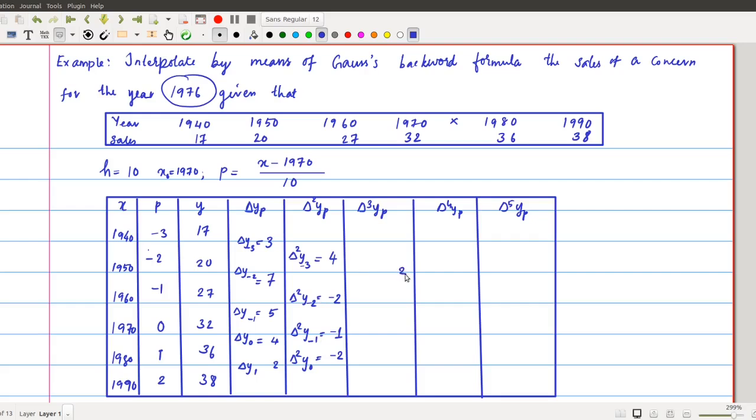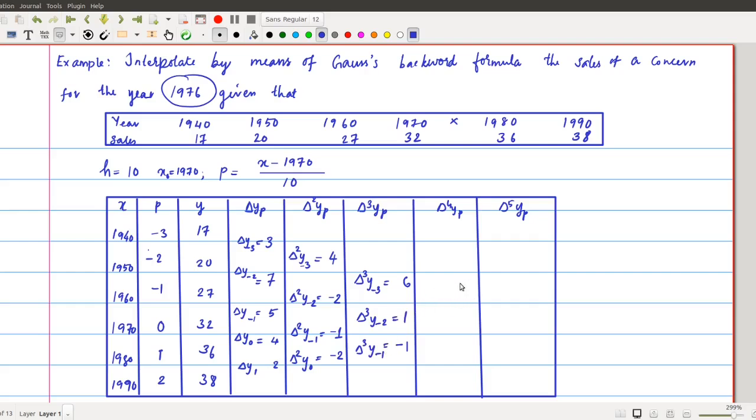So here we have 4 minus -2, that is 6 here, and we have 6 here, and the difference between these two, -1 minus of -2. So we have 1 here, and -2 minus of -1, so that is -1. So this is our delta cube y minus 3, and this is delta cube y minus 2, this is delta cube y minus 1.